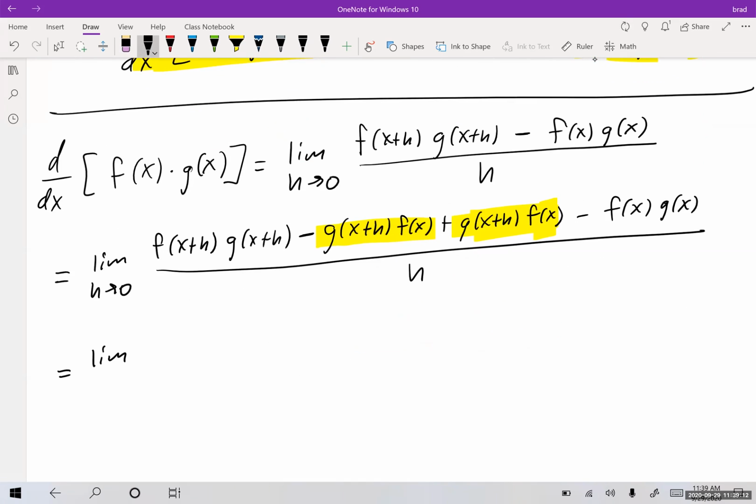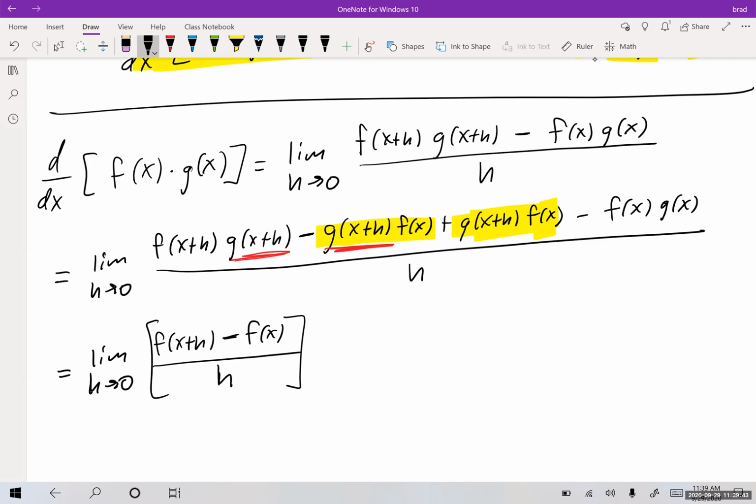So now we want to take the limit as h approaches 0. Now what I'm going to do is move the g of x plus h. You see this g of x plus h right here and this g of x plus h? I'm going to factor that out. So this is now going to become f of x plus h minus f of x, okay? And I'm going to divide this by h. Then I'm going to put the factor, remember, I factored out this g of x plus h, I'm going to put it right here.